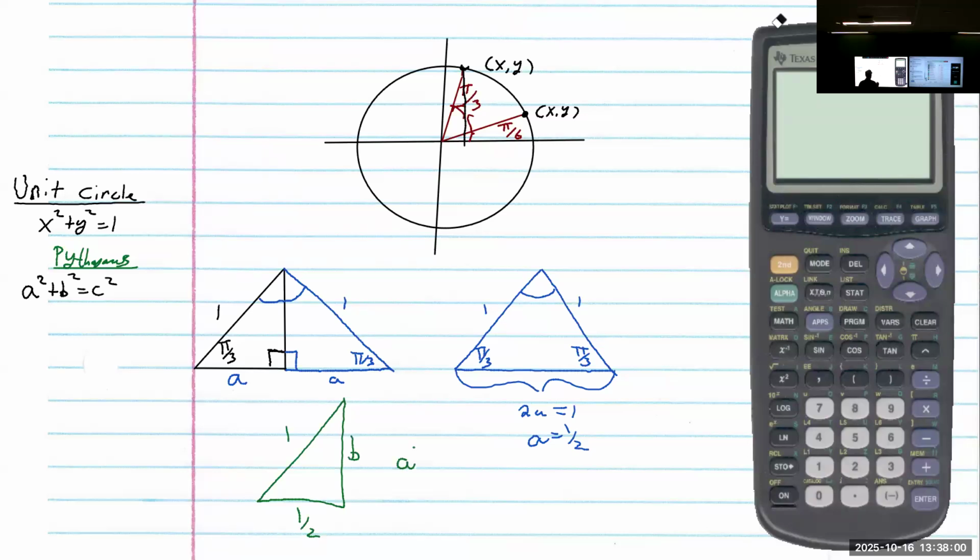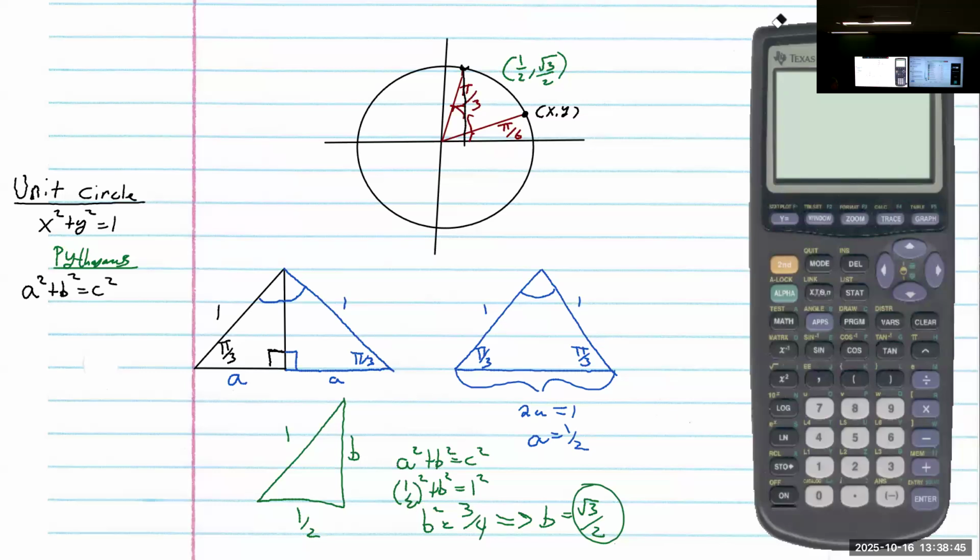And if Pythagoras is right, c is 1, a is 1/2. So b squared equals 3/4. B equals √3 over 2. So that's the location of pi over 3. It's 1/2, root 3 over 2. All right, that's the location.